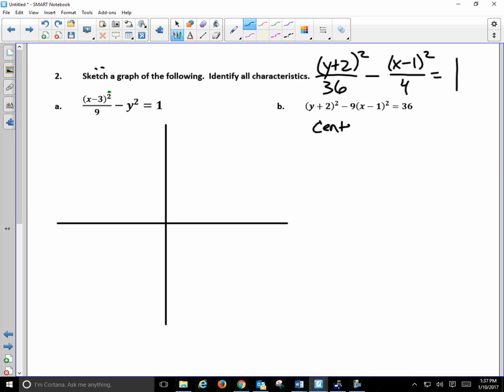So we have a center, we have vertices. We have length of the transverse axis. You have foci, and then you have asymptotes.